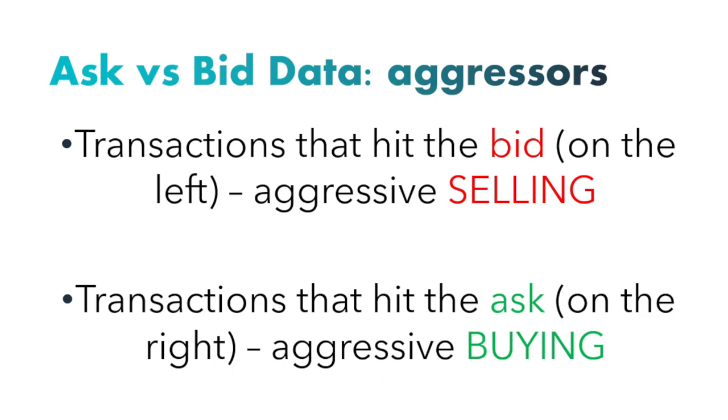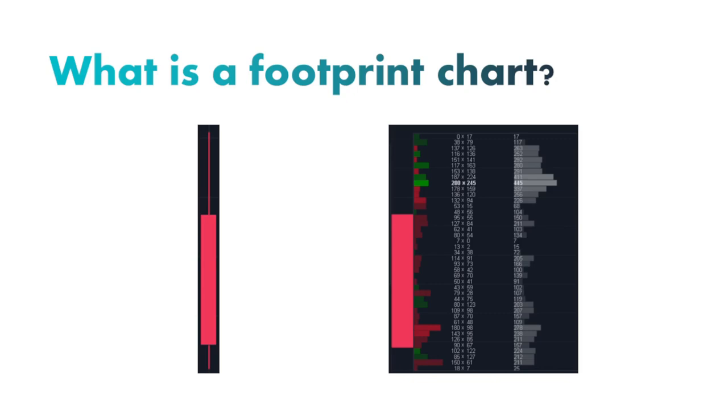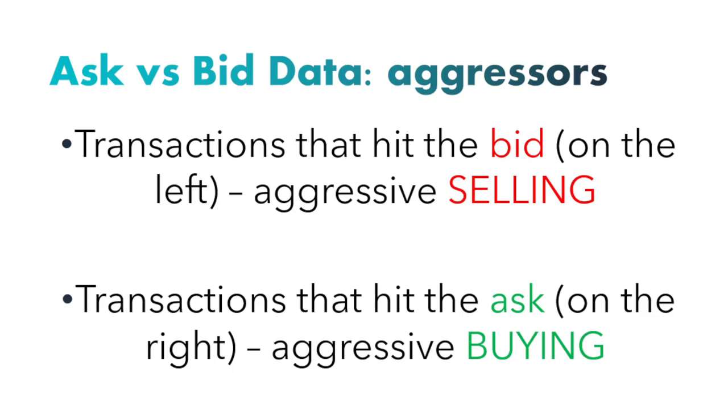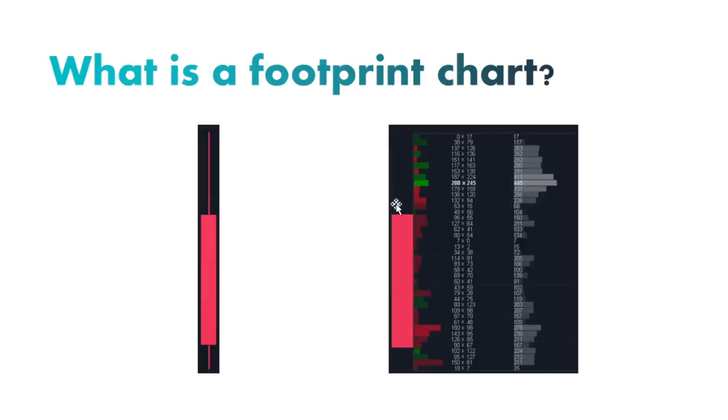So if I go back to this image over here where we look at the footprint chart, when you see the green rectangles at the top, what this represents is aggressive buying, which means you have more people hitting the ask than the bid. So more people hit the ask than the bid. That's aggressive buying.